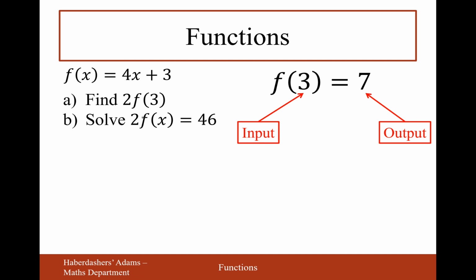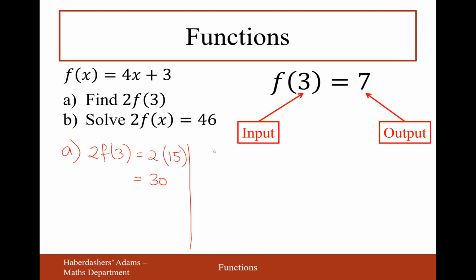Let's have a go at these two slightly more difficult questions where there's a 2 at the front of them. Pause the video and have a go at this one. Okay, so for part A, we need to put 3 into the function, do the brackets first, and then do the multiply by 2 at the start. So 2f of 3 is going to equal 2 times, put 3 into the function, that would be 12 plus 3, that's 15. And then do the times by 2, which is at the start of the question, which is equal to 30.